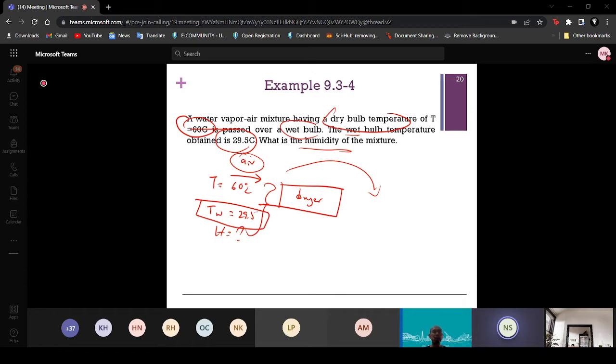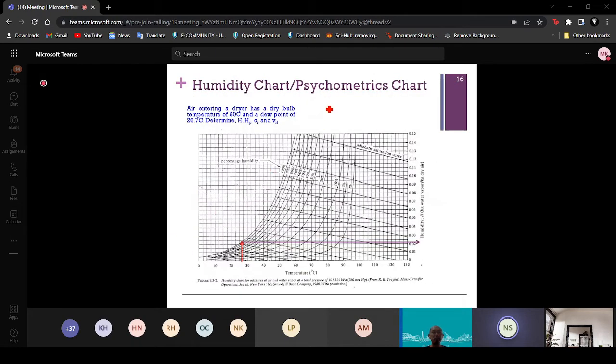Okay, let's look at 60 and 29.5. 60 degrees Celsius, 29.5 is T wet bulb. What is the humidity? So 60 degrees Celsius here, one vertical line, and 29.5 is somewhere around here. So when they say wet bulb, it means it is at 100% saturation. So it goes up here and stops at 100% saturation. So this is T wet bulb, and this is T, 60.